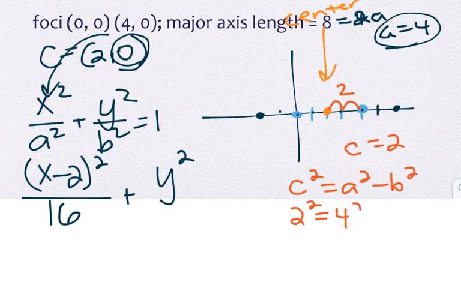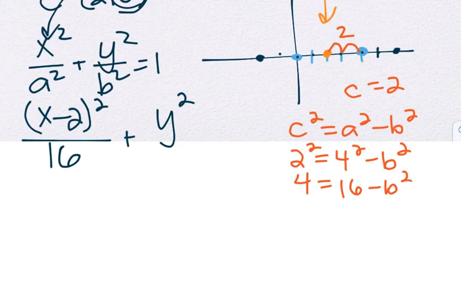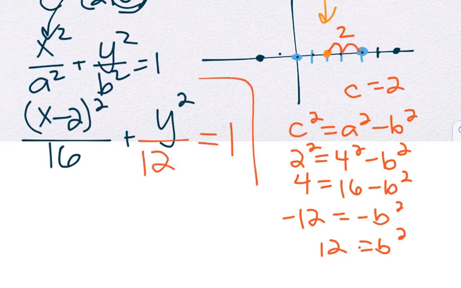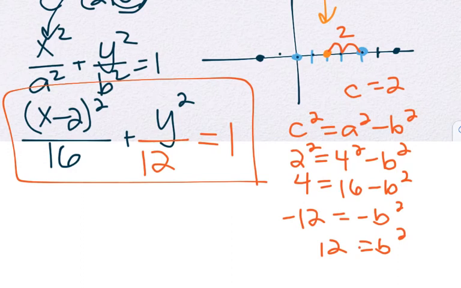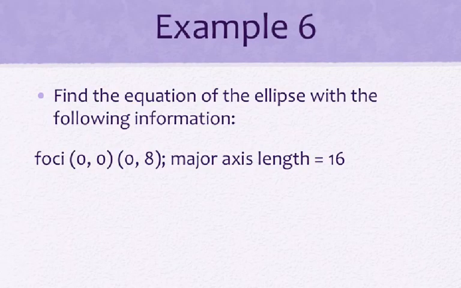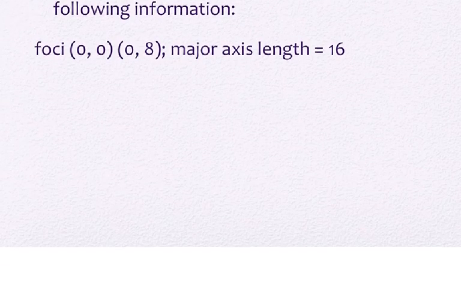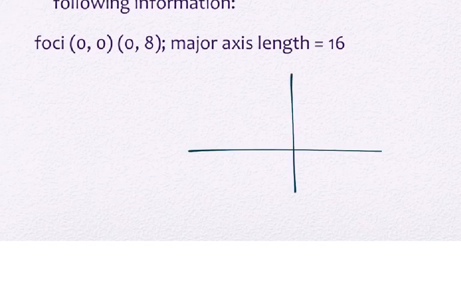And halfway between the foci would be the center, which is 0, 4. And then the distance between the center and the foci is 4, which is your c. So c squared equals a squared minus b squared. 4 squared would equal 8 squared minus b squared. 16 equals 64 minus b squared. Negative 48. And b squared is 48.